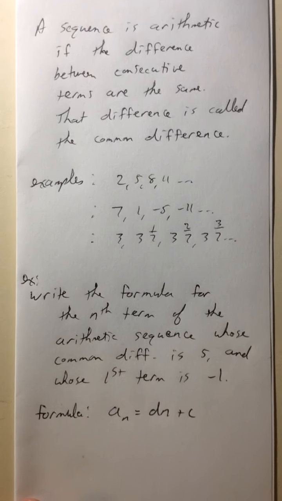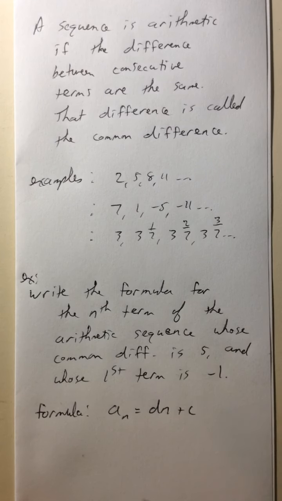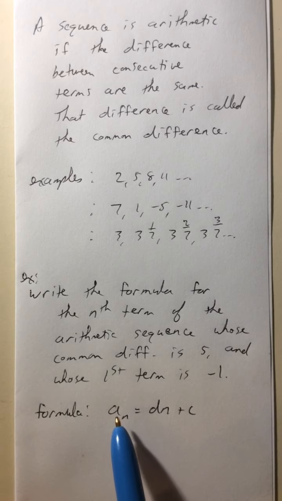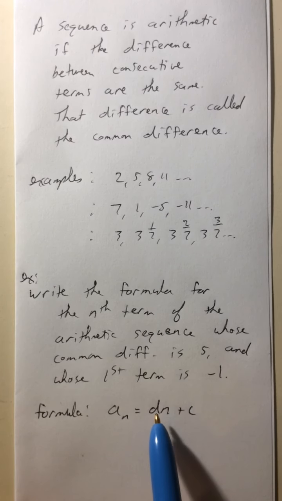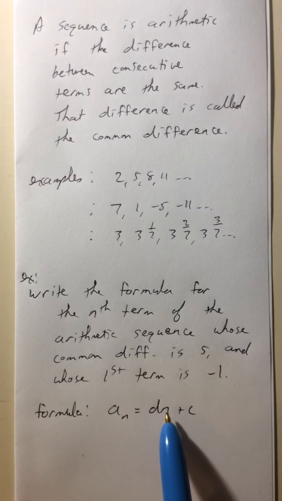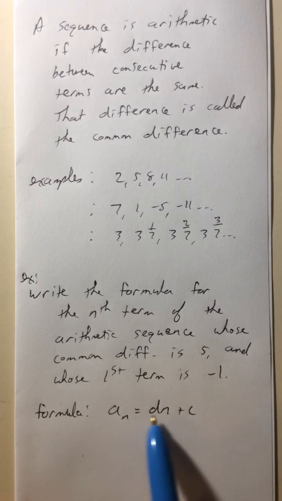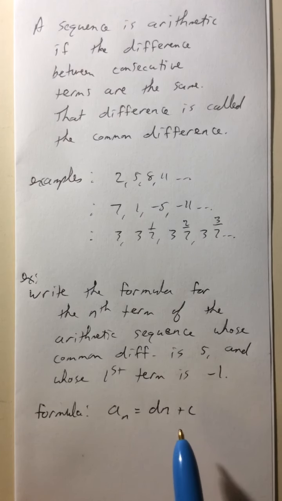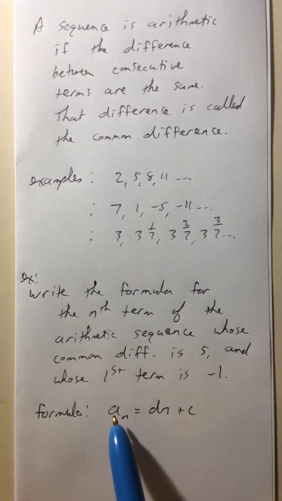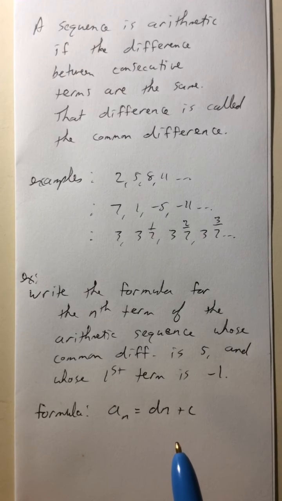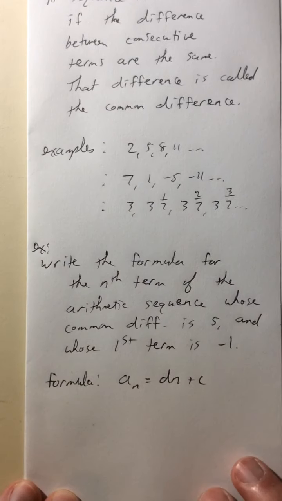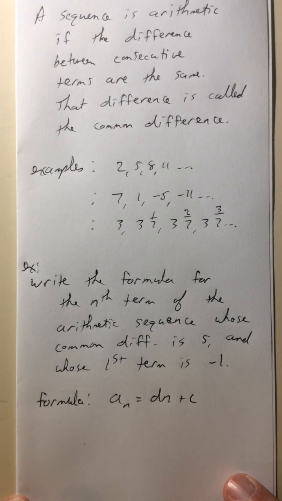Okay, so we actually have a little formula for this, and here it is. Our nth term of an arithmetic sequence is given by the common difference, d, times n, which is the number of the term, right? And then plus c, there's going to be some little constant. As you can imagine, this looks just like y equals mx plus b. This is a linear sort of relationship. Okay, so we're just going to plug the stuff in here.